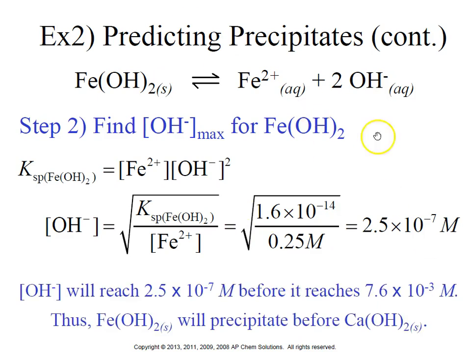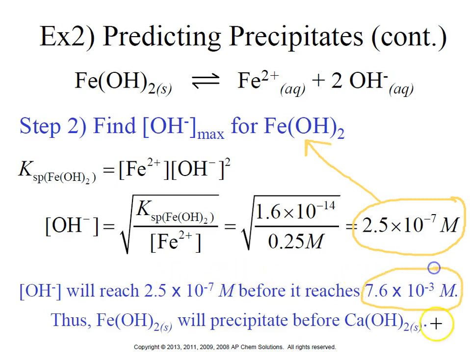Okay, so let's compare the two. This is the maximum amount of hydroxide before we form this precipitate. This was the maximum amount of hydroxide to form the calcium precipitate. So which one will form a precipitate first? As we're adding the hydroxide, it's going to get to this value before it gets to that value, right? Because this value is smaller. Like if you add 1 drop, 2 drops, 3 drops, it's going to reach this smaller concentration before it reaches this larger concentration. Therefore, the iron will precipitate before the calcium.